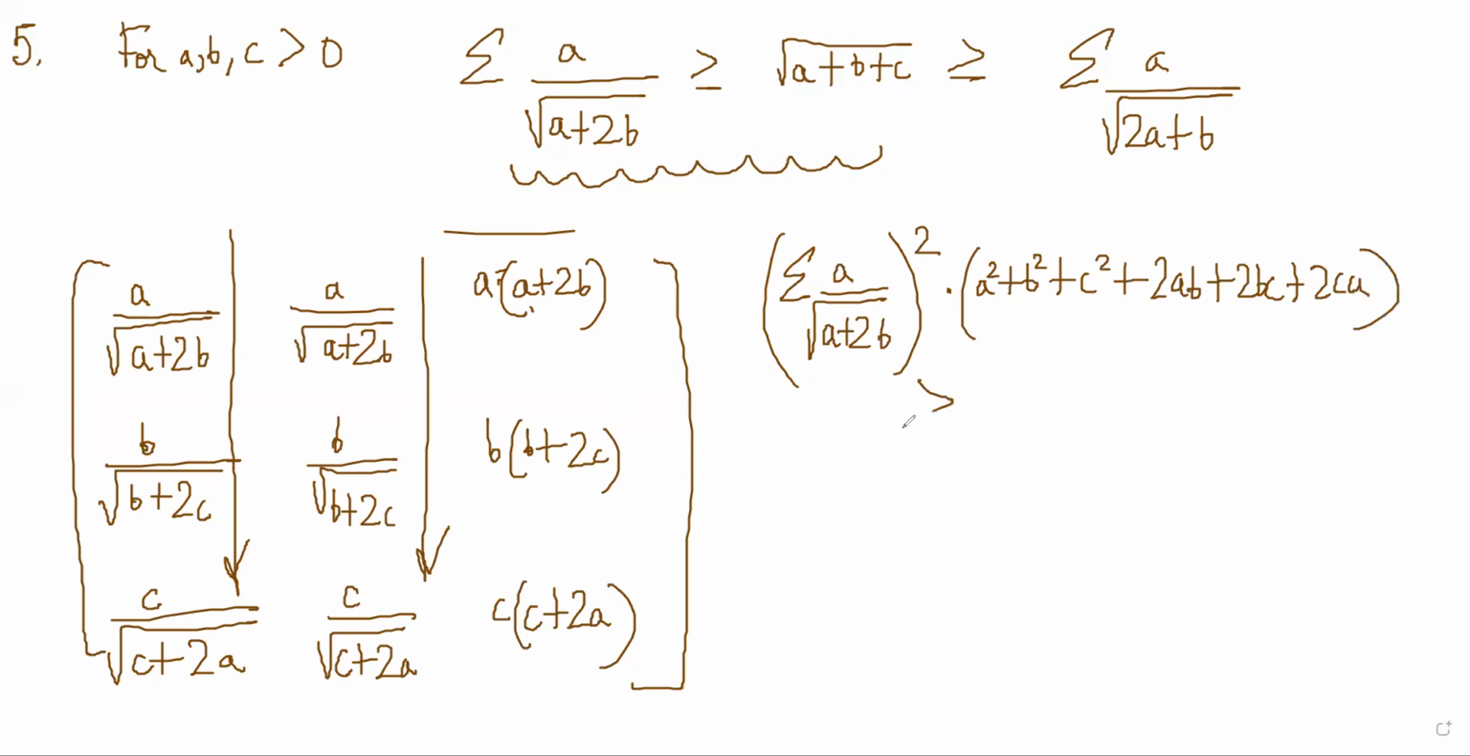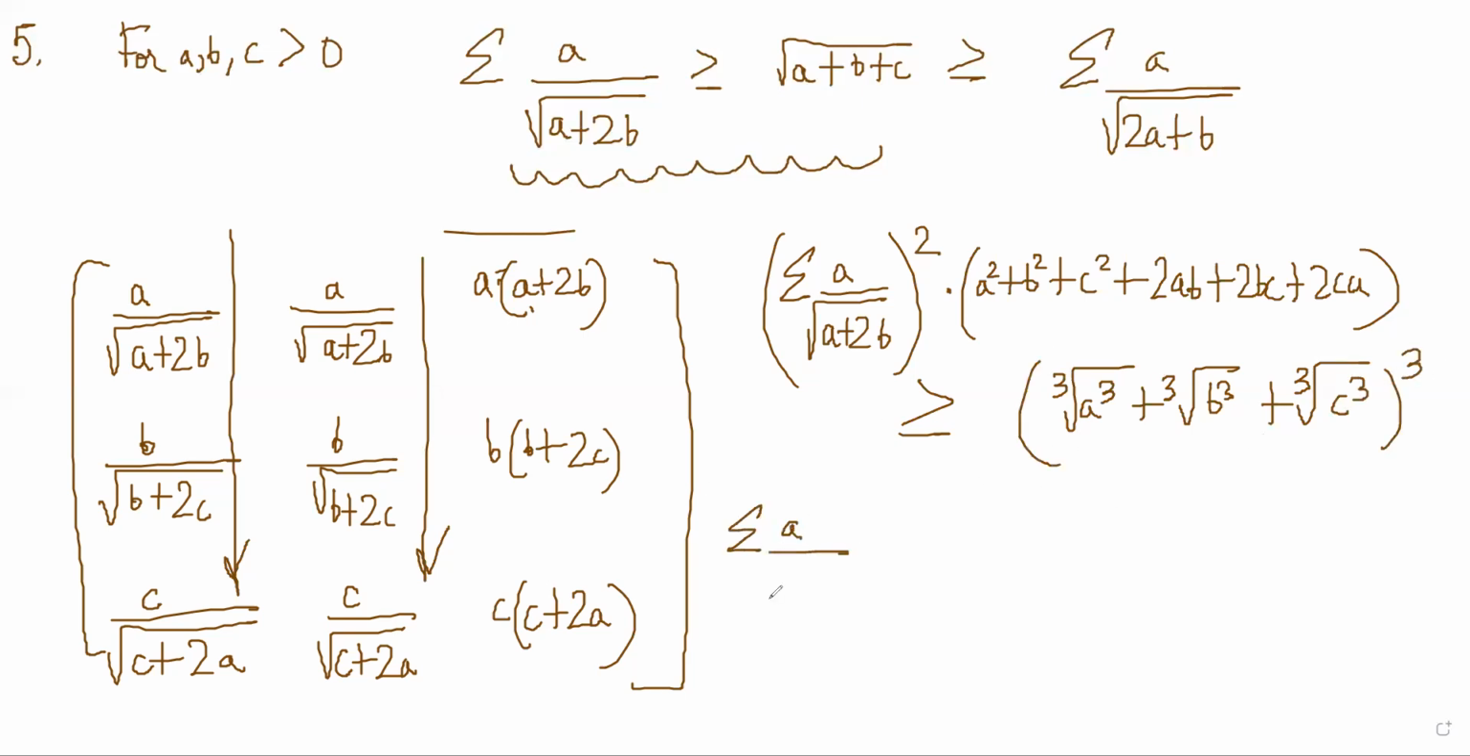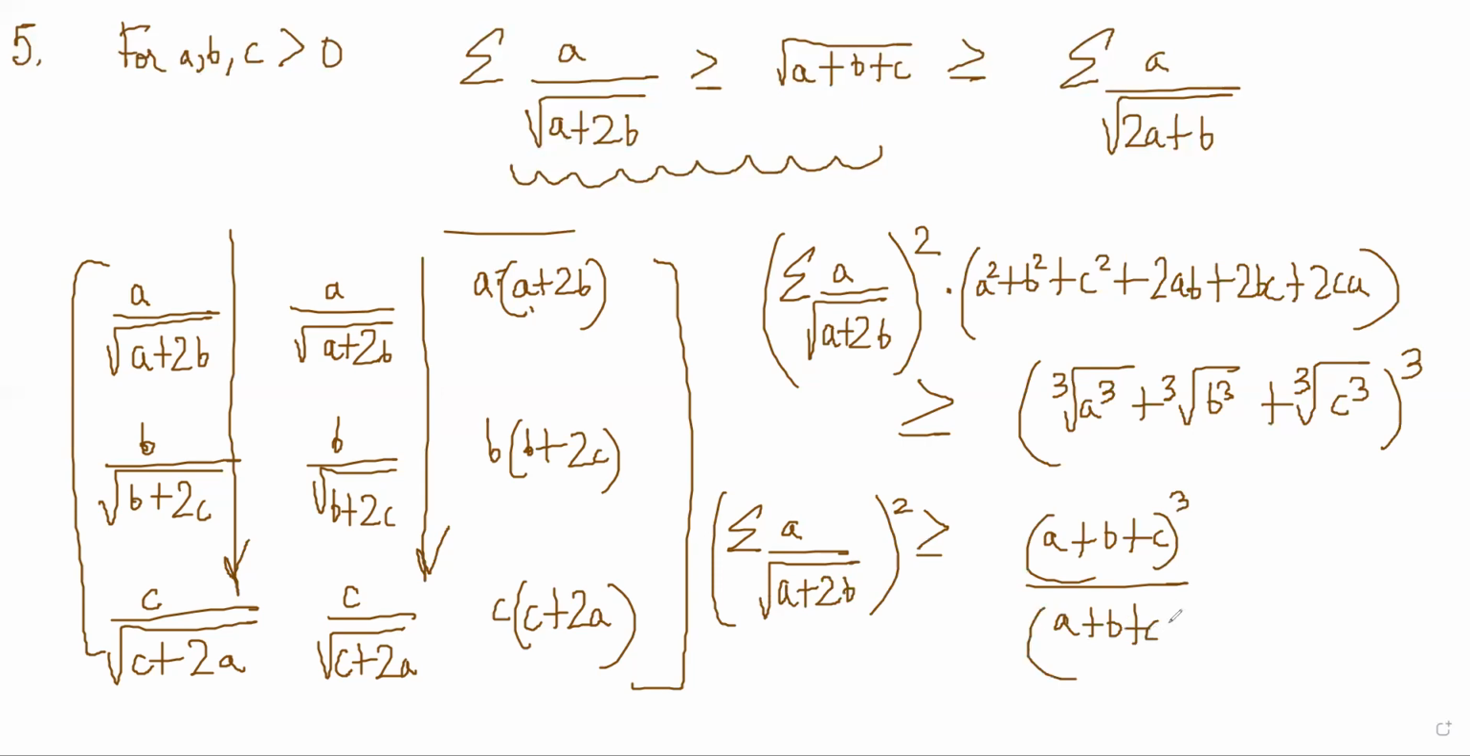Correct? Is greater than or equal to the product of these, which will be cube root of a cube plus cube root of b cube plus cube root of c cube, and whole to the power 3. So you get very easily summation of root over a plus a by root over a plus 2b, whole square, is greater than or equal to a plus b plus c whole cube by a plus b plus c whole square, which is equal to a plus b plus c. So we get that s is greater than or equal to root of a plus b plus c, because this is s square, and you get s square is greater than a plus b plus c. So the first part is very easy to solve, Hölder's.